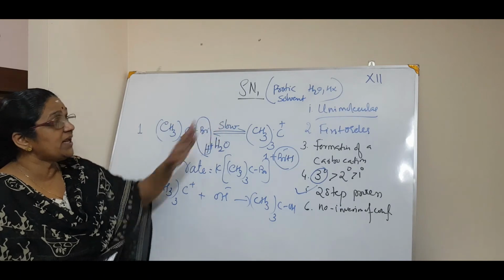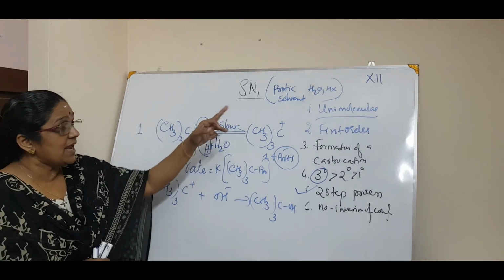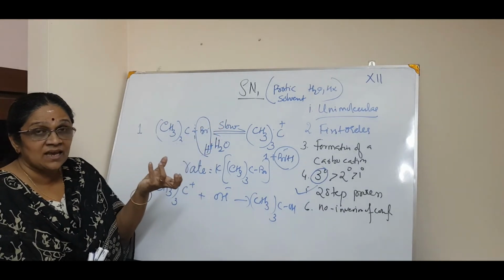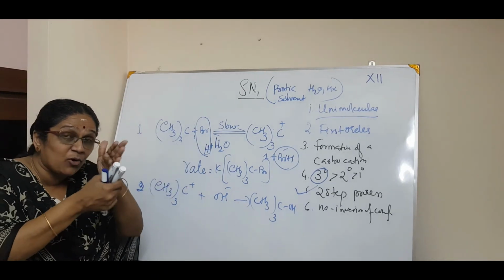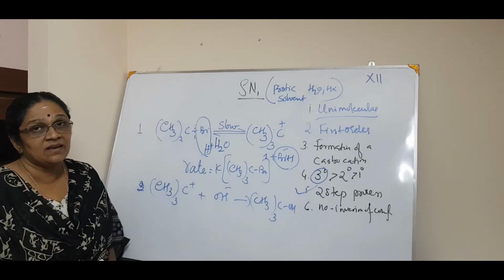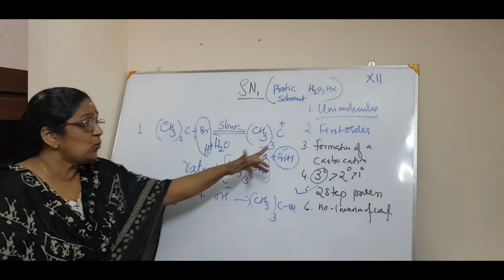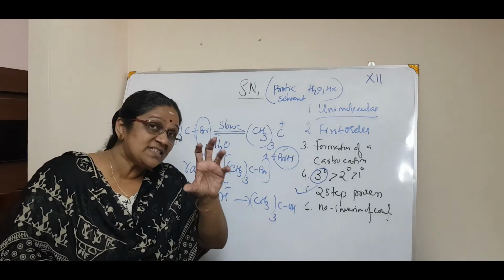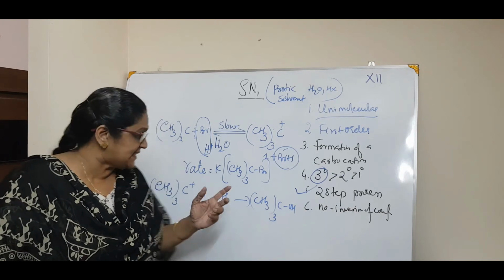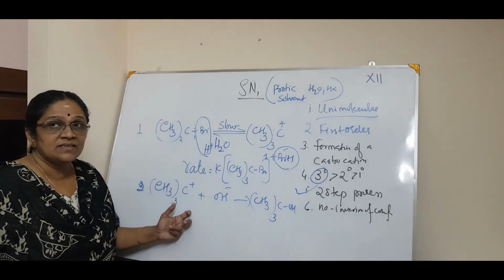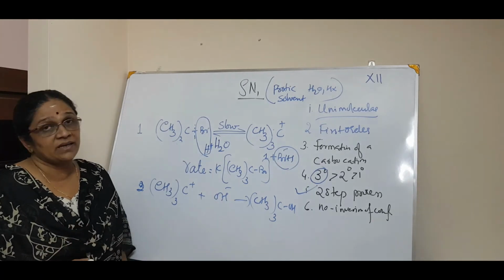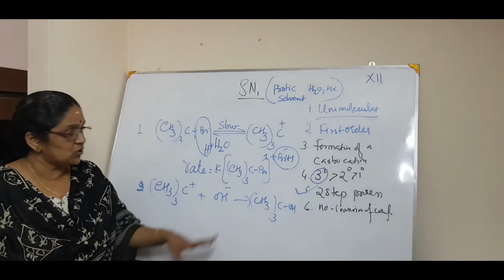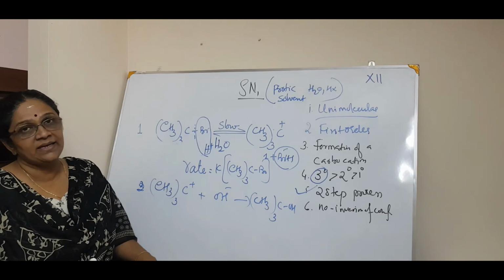It happens only in a protic solvent. Why? Because the H plus of these protic solvents will abstract this halide ion, which makes the C-Br bond very weak, and then very easily you will get a carbocation. Now once the carbocation is formed, then the second step happens, and easily it will form the product with OH minus. Okay, so that is the mechanism behind it.